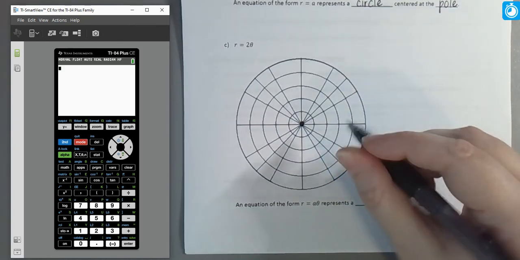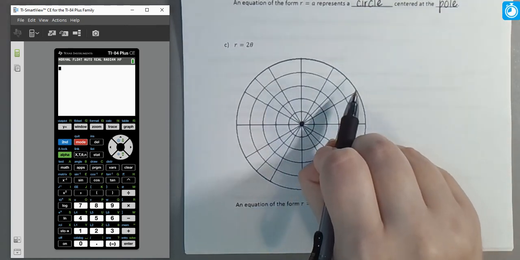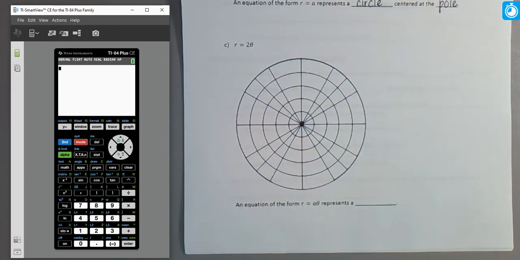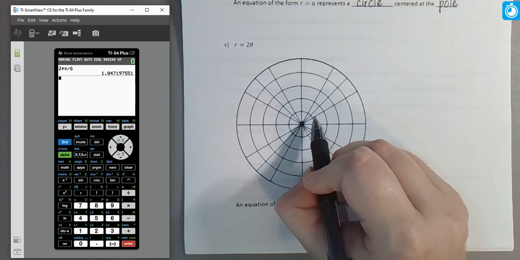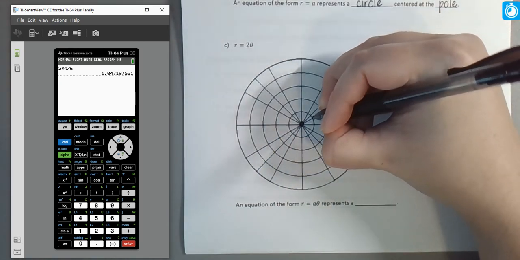Now, suppose we increase theta to pi over 6. Well, r is going to be 2 times pi over 6, which is going to be a little bit more than 1. You're just going to have to ballpark it. You're going to find a lot of these nasty looking irrational numbers. Just ballpark it. What we know is that the measure for r is between 1 and 2, but much closer to 1 than it is to 2. So when theta is pi over 6, we're right past the first ring on our polar grid. So about right there.